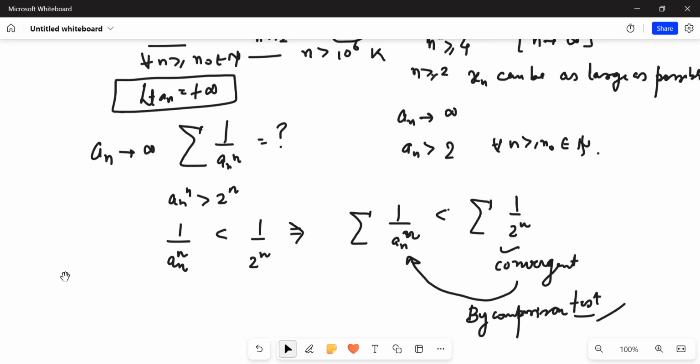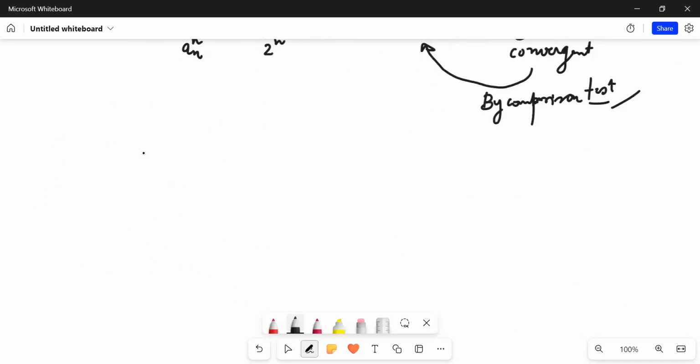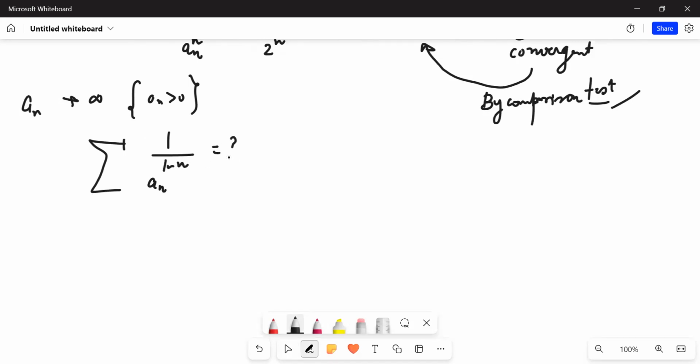Okay, now what can you say about this series? The same thing is there, that an is diverging towards infinity. It is a positive term sequence. Then what can be said about summation 1 upon an raised to power ln n? What can you say about this?